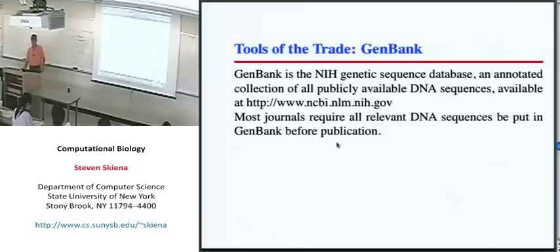So the most important resource that we're going to talk about here is a database called GenBank. GenBank is the NIH's main genetic sequence database. And it's a collection of basically all publicly available DNA sequences. You can go to this URL, and you should be able to get it. It's the National Library of Medicine, a division of the NIH that is dedicated to curating data and stuff like that.